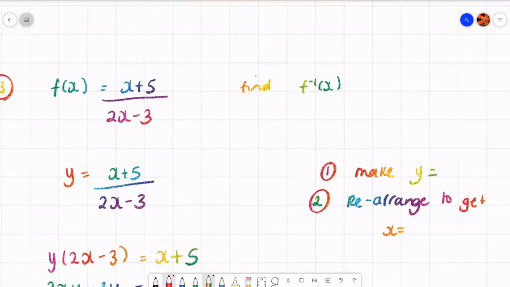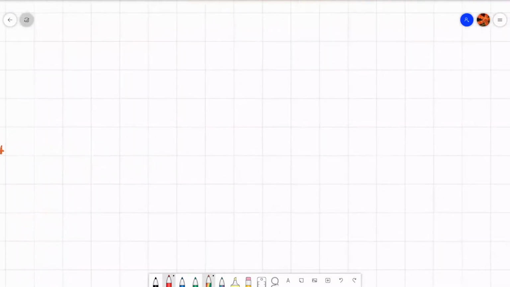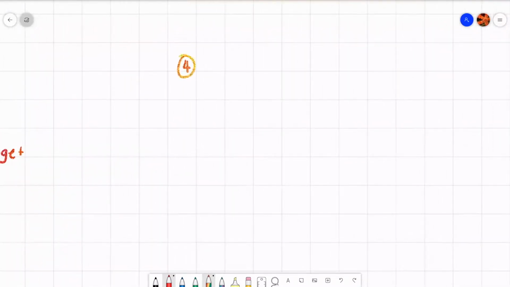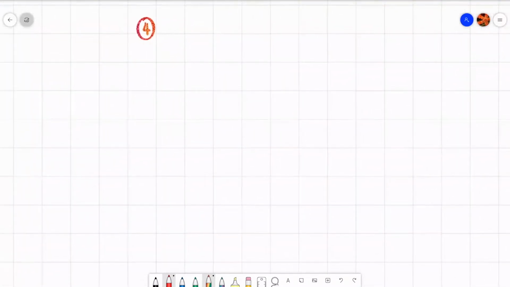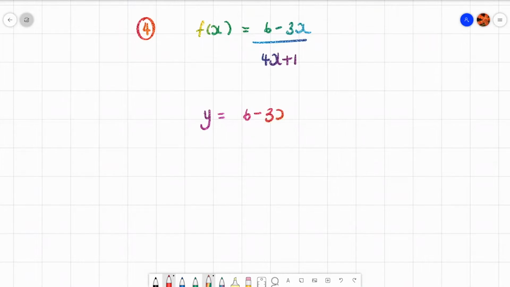Okay, what example are we on? We're on question 4. Right, let's do another one like this, okay? So we've got f of x equals 6 minus 3x all over 4x plus 1. Right, remember, make it y equals first: y equals 6 minus 3x over 4x plus 1.